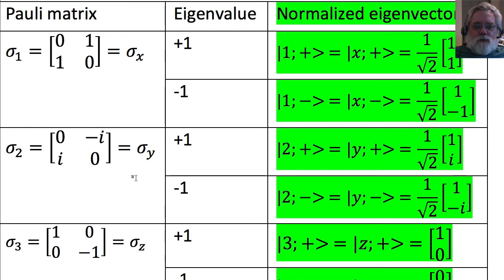Now, for sigma 2 or sigma y, eigenvalues plus or minus 1, the y plus eigenvector, 1 over square root of 2, 1, i, the y minus eigenvector, 1 over square root of 2, 1, minus i. These two eigenvectors are normalized and they are orthogonal to one another. Not orthogonal to the x ones, but they are orthogonal to one another.